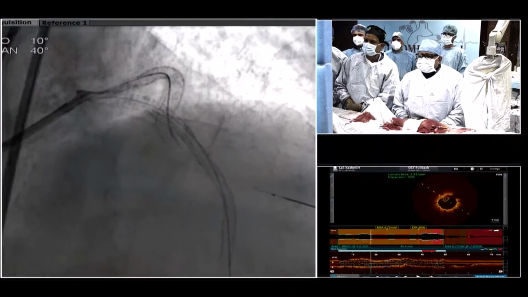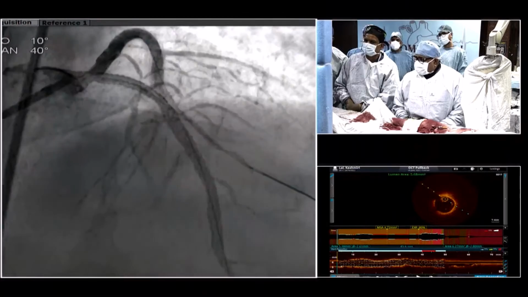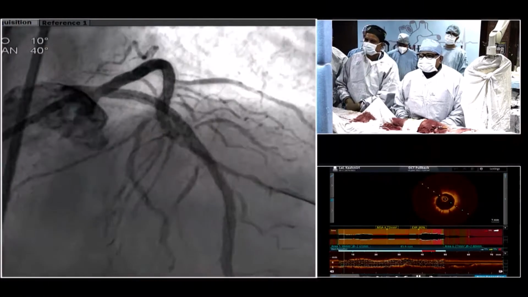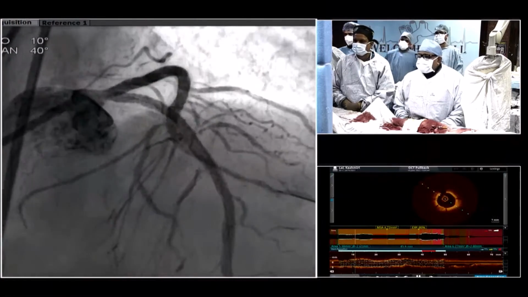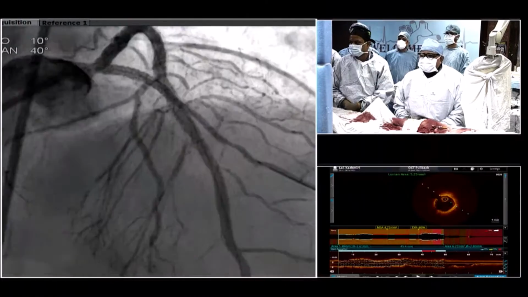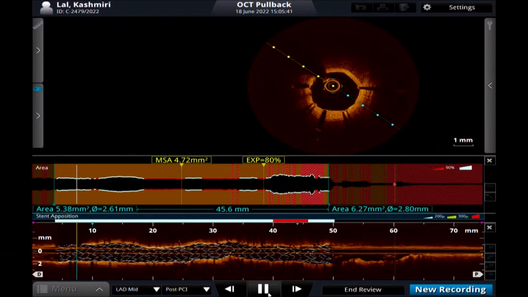And this is what we have achieved. Thereafter, we have done the OCT across. So can you run the OCT? OCT, big screen, please. So you can very well appreciate we could dilate the proximal LAD to a certain extent with the stent. There seems to be, angiographically, some under expansion in the distal LAD and also the proximal LAD, which we can very well have a look at on the OCT.